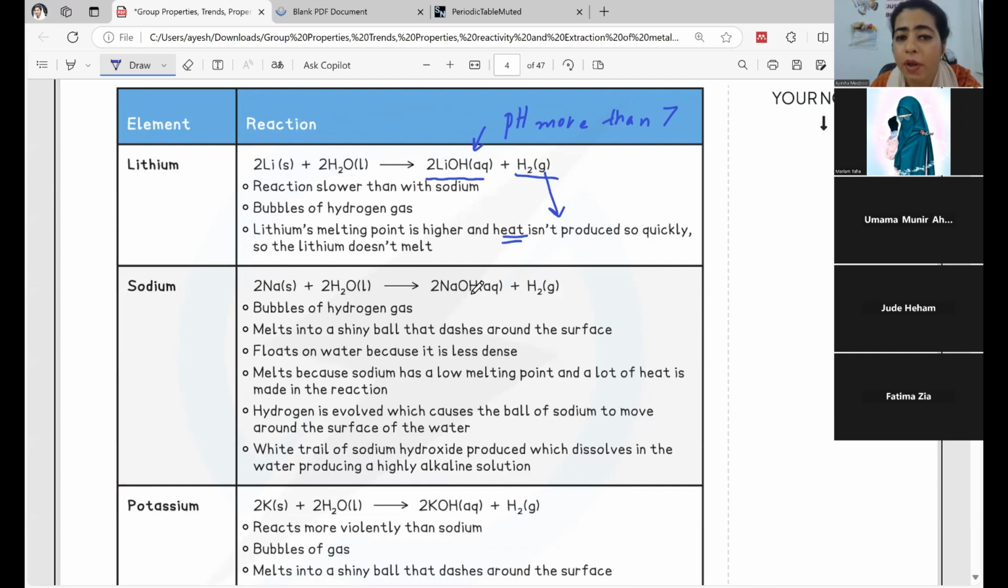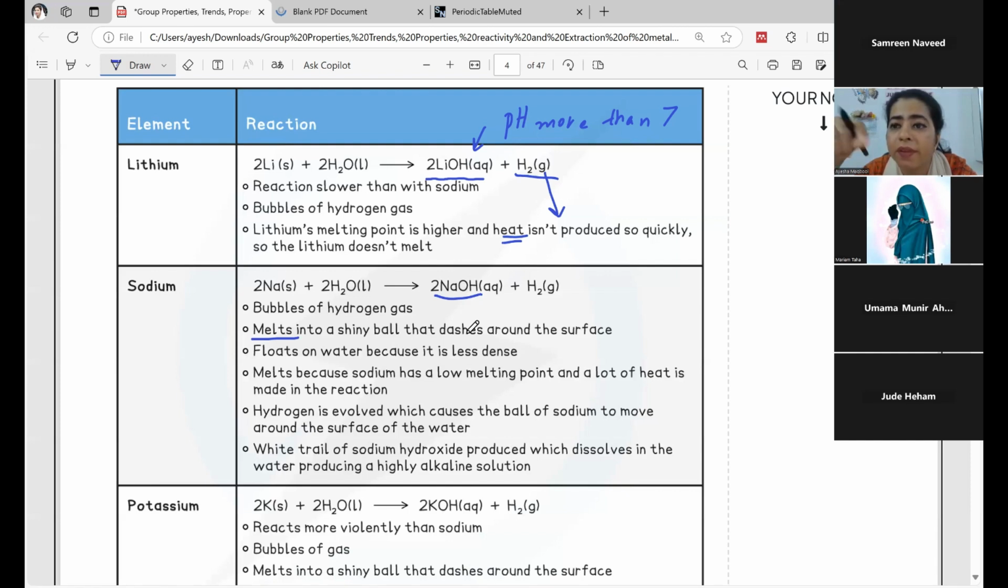Okay, now heat produced will be a little faster as compared to lithium. As the reaction is a little faster, it is reacting a little more, so it will melt. As heat is produced, it will melt into a shiny ball that dashes around the surface. What does this mean? Basically, when we take a small block of sodium and put it in the water, because of the low density, it is not going to sink in the water. It will remain on the surface.